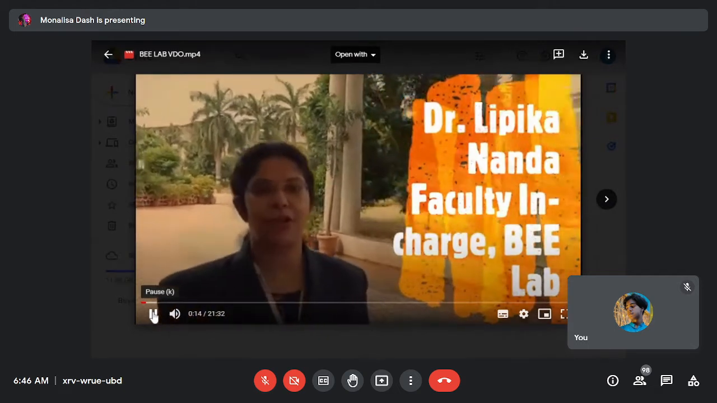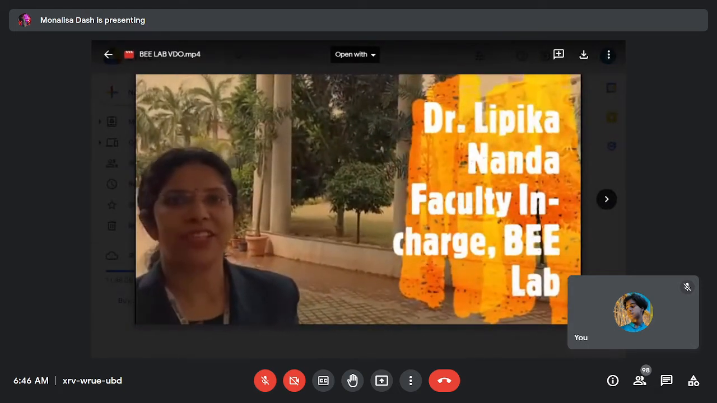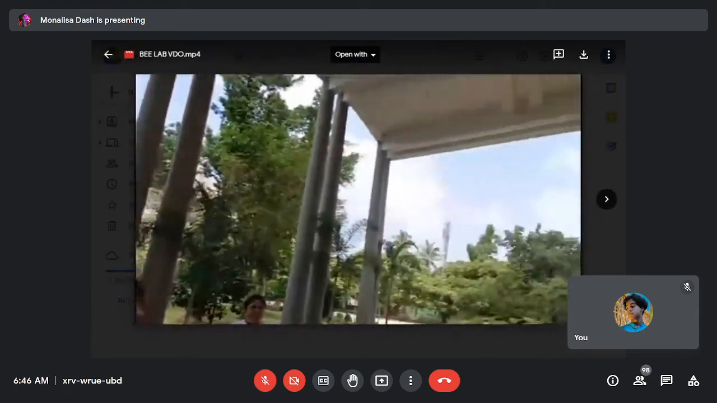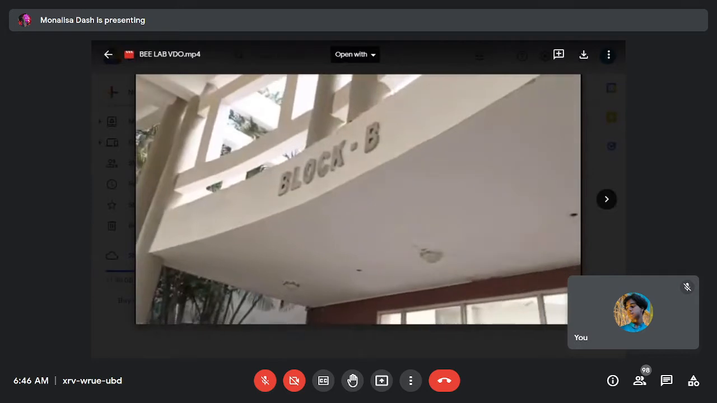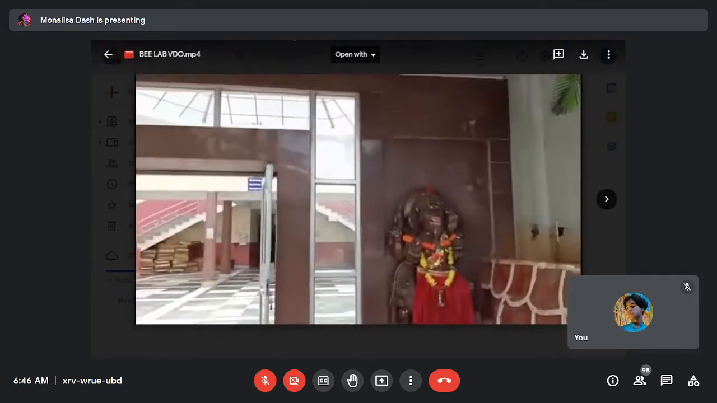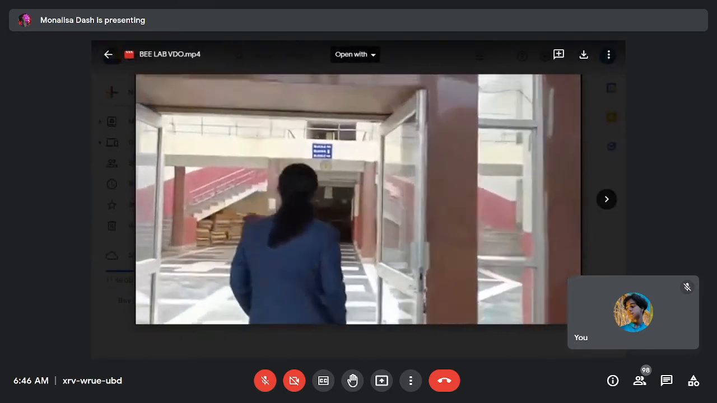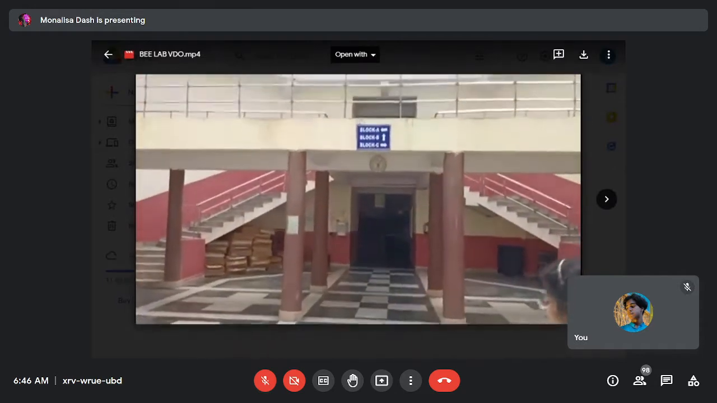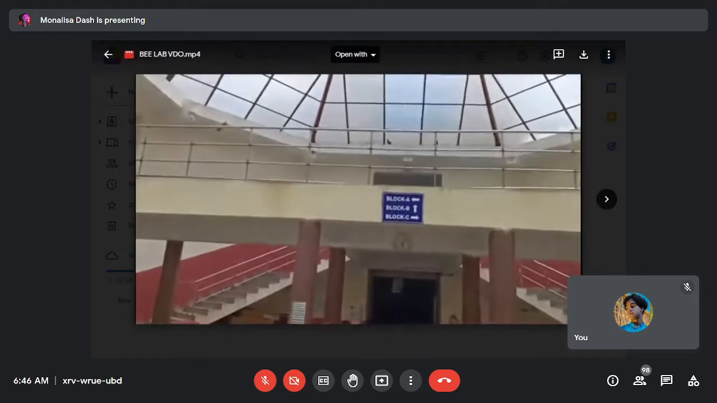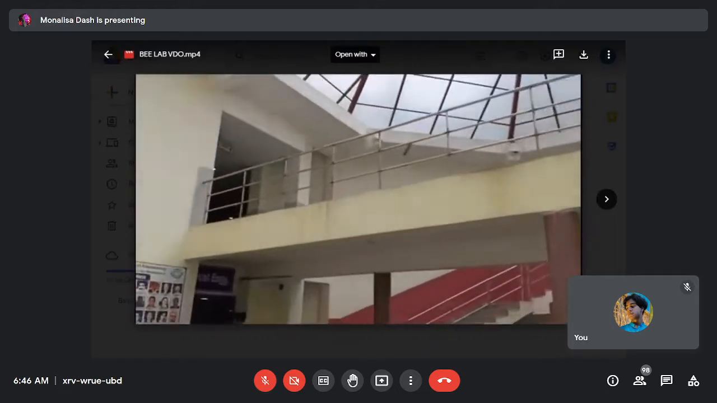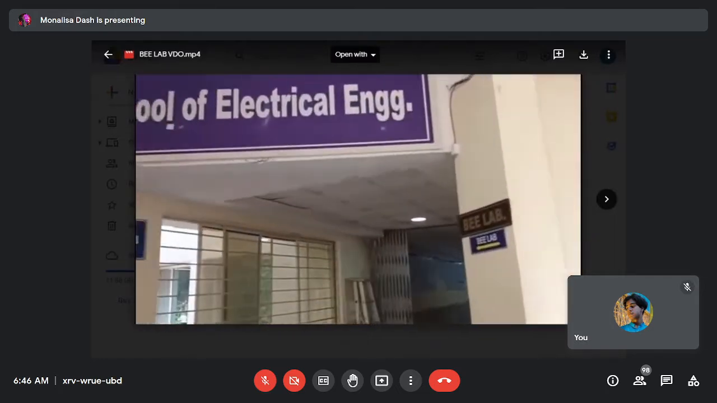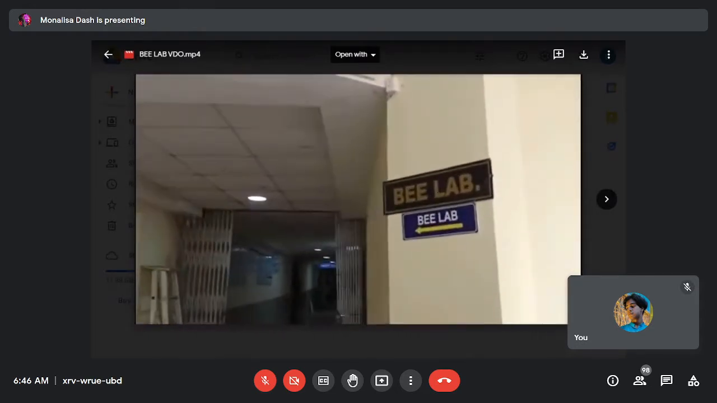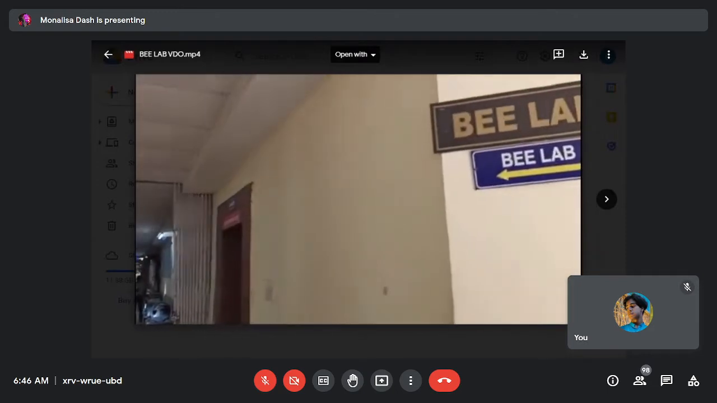Electrical Engineering. I am Dr. Lipika Nanda, FIC of Basic Electrical Engineering Lab. So this is Block B, the main entrance of our department. So this is our School of Electrical Engineering. We are going towards our Basic Electrical Engineering Lab. Here we have to follow this arrow mark.